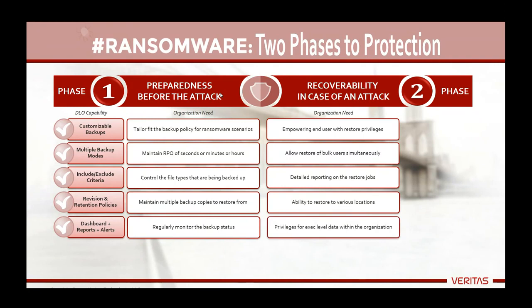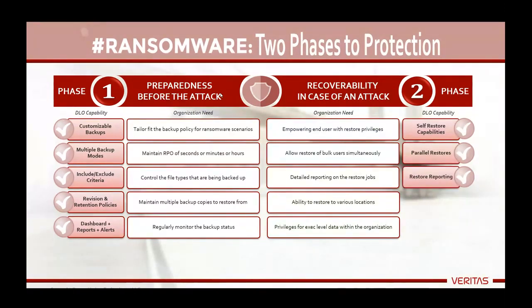Privileges for executive-level data within the organization. You can create privileges for, say, the CEO or MD of your company, and give more priority to their data backup. You can set different policy groups. So from DLO, these are the capabilities: self-restore, restore reporting, multiple options to restore to various locations, and VIP user privileges. These are very important features needed for ransomware protection.